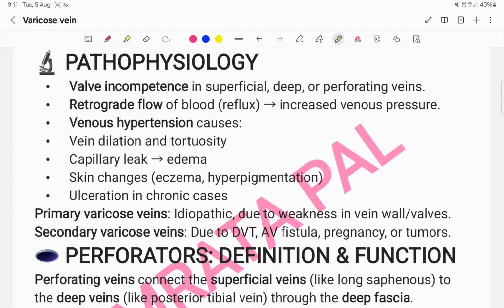Now retrograde flow can also occur due to incompetency of the saphenofemoral junction. Normally from the lower part of the leg, blood is drained in the upper part, that is femoral vein. But if it is incompetent and blood comes from the femoral vein to superficial vein, that is the great saphenous vein, then it can become tortuous, leading to varicosity.